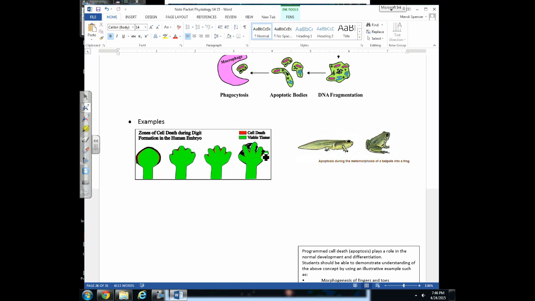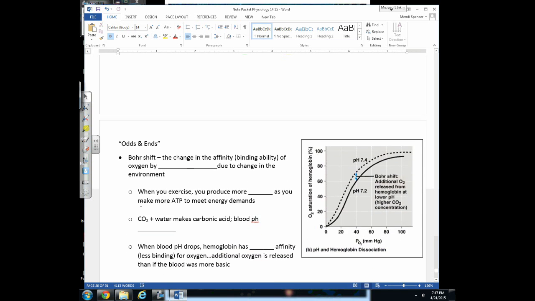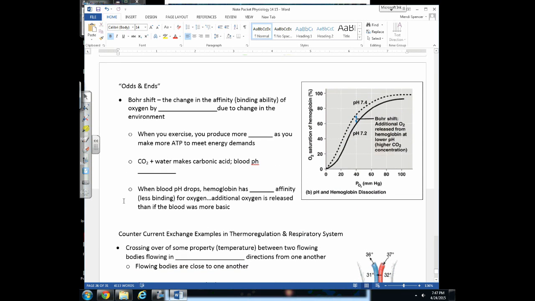Tadpole tails don't just fall off. What happens is these cells die by apoptosis, and then all of the molecules and nutrients that are tied up in those cells get absorbed by the developing tadpole. We're not losing nutrients by just getting rid of an entire structure made of cells.